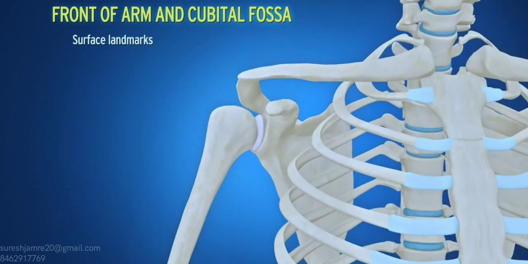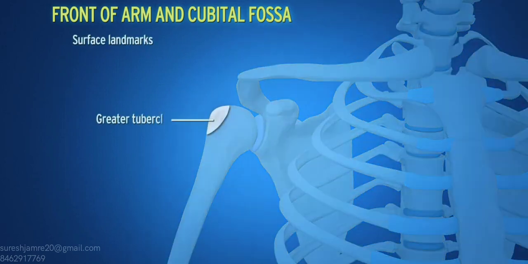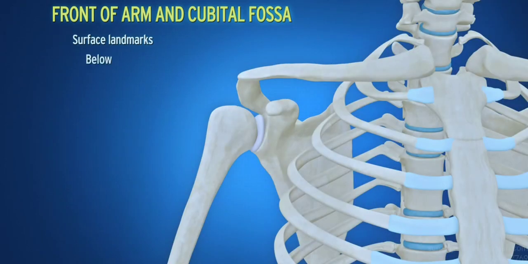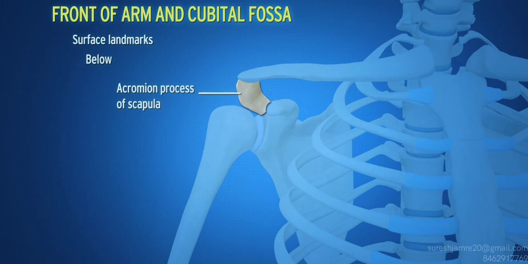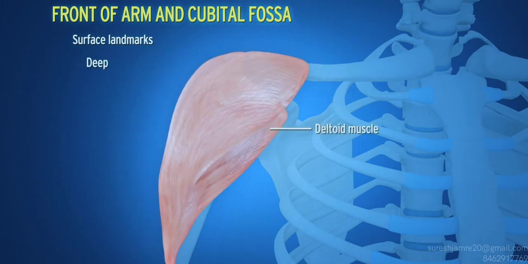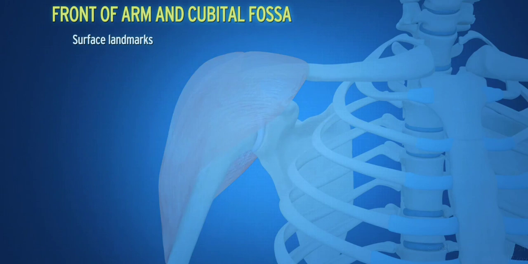Surface landmarks. Greater tubercle of humerus can be felt just below the acromion process of scapula, deep to the deltoid muscle. It is the most lateral bony point of shoulder.